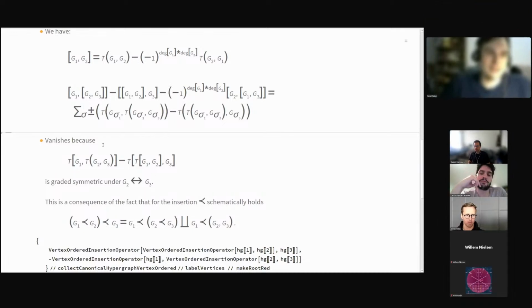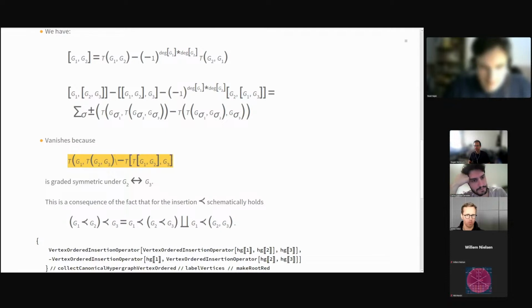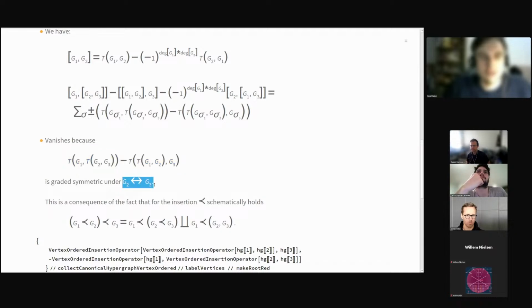But it vanishes because this... I should have written it like here with this to keep the convention. It is vanishing because the associator is symmetric or graded symmetric under the exchange of G2 and G3.